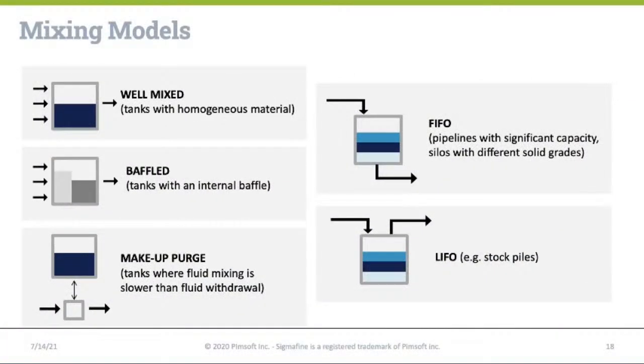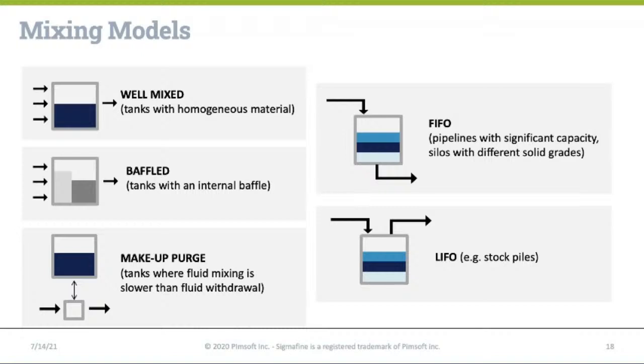As mentioned before, the way materials are moved through the model is defined via a mixing model. You can pick the ideal mixing method based on the type of material and the mixing that will be taking place. Examples of such mixing models are well-mixed model, where you have tanks with homogeneous material, baffled model for tanks with internal baffle, which keeps the input and output separate until the end.